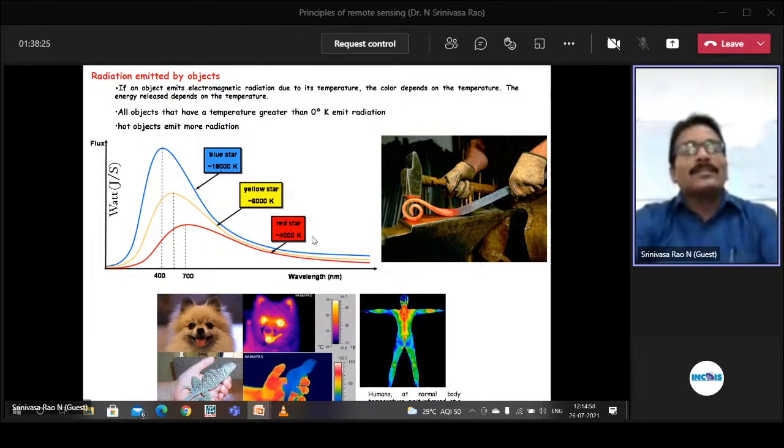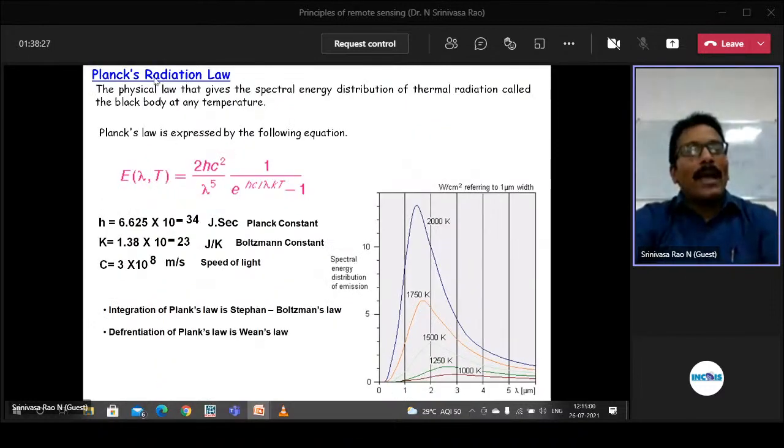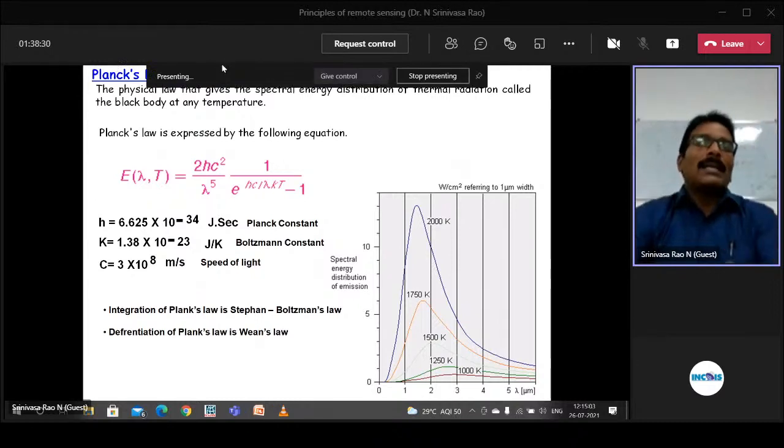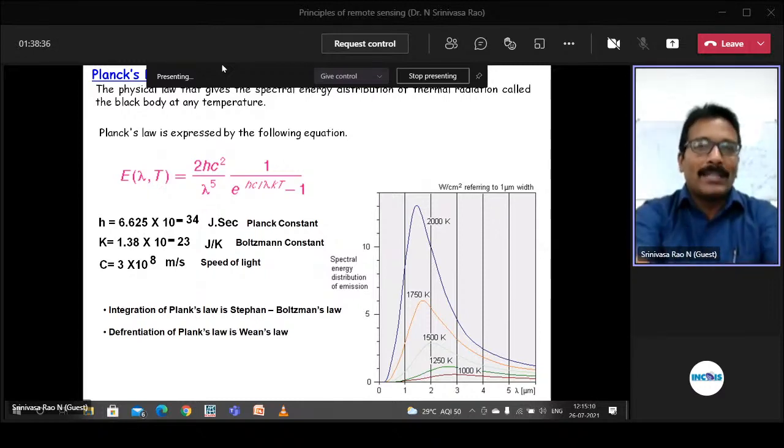This relation, that Planck's radiation, is explained with one mathematical equation. So if you are non-mathematics or non-physics people, don't worry, it looks like a complex thing.